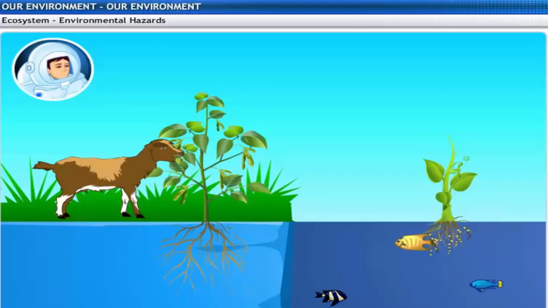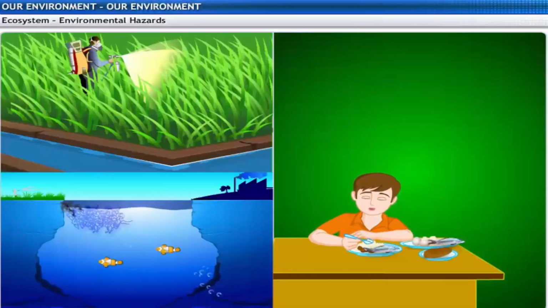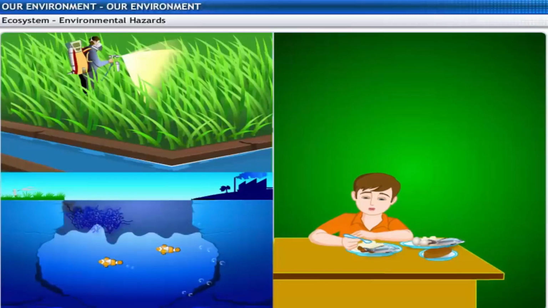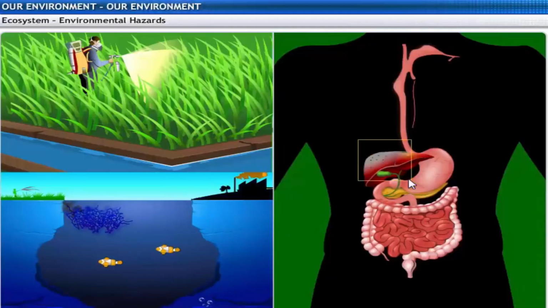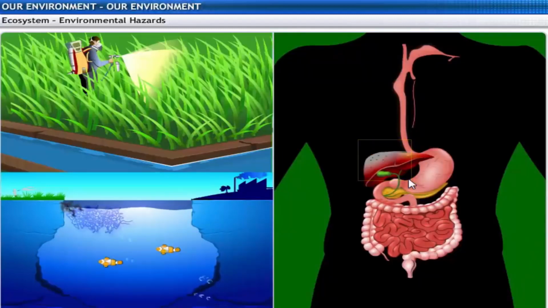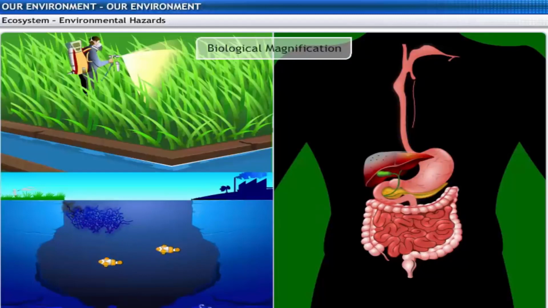Why isn't anything being done about it? As these chemicals are not degradable, they get accumulated progressively at each trophic level. As human beings occupy the top level in any food chain, the maximum concentration of these chemicals gets accumulated in your body. This phenomenon is known as biological magnification.